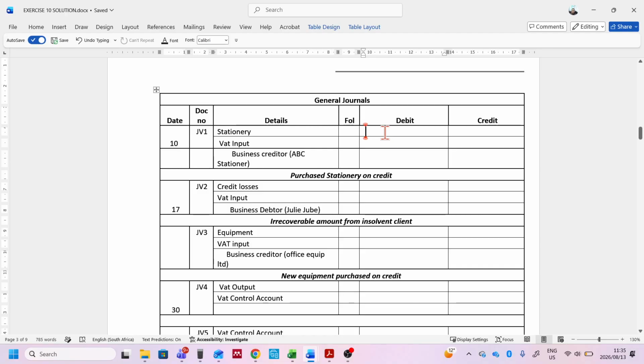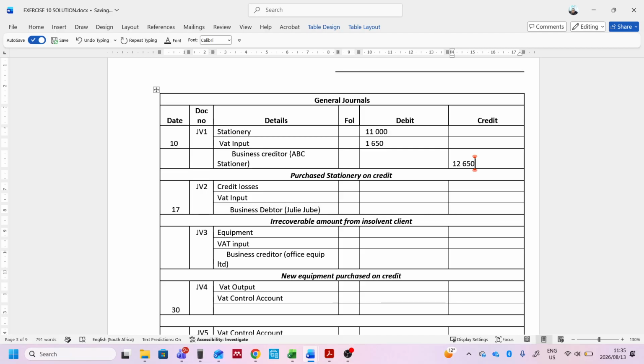So on your stationery, you recorded it at how much? 11,000. And then the VAT input was recorded at 1,000. How much? 650. And then this means that your business creditor was credited with 12,650. So this is how you record your transaction in your general journal.